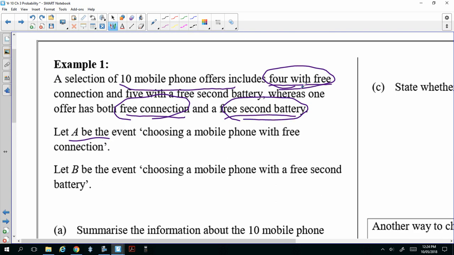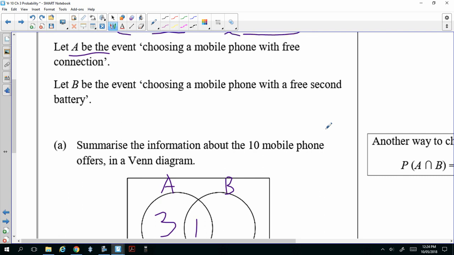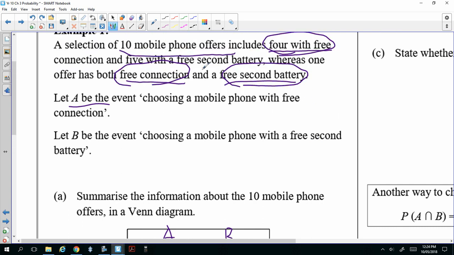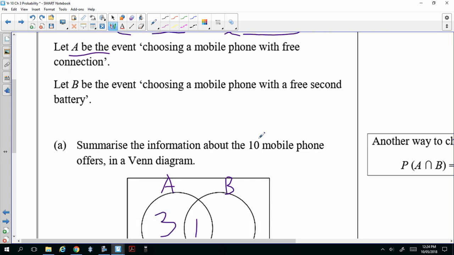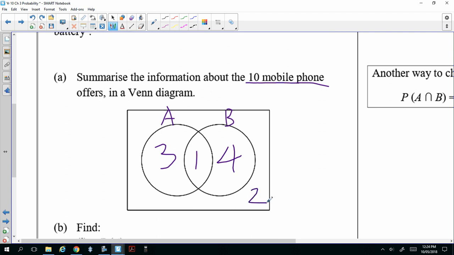And how about B, choose a mobile phone with free battery? How many have free battery? 5. So how many have free battery only? 4. Good. Now remember there are 10 mobile phones, so if I subtract all of these, what do you get? 2. So you get 2 left that have no free stuff. We summarize this on a Venn diagram, and then we can answer the question.